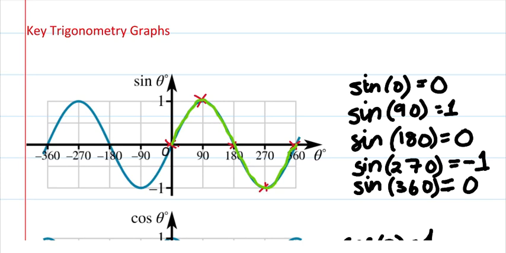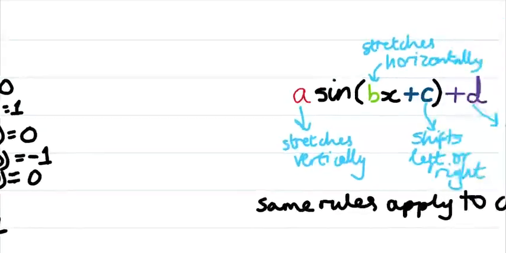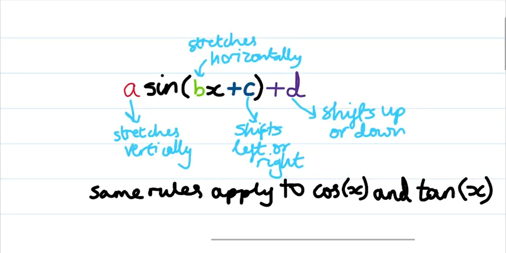Now we can also take a look at how to transform the sine graph. And this is the general form that you can take. For example, if you put a number in front of the sine graph, it will stretch it vertically. If the number is in front of the x, it will stretch it horizontally. If there's a plus inside the bracket, it shifts it left or right. And if there's a plus outside the bracket, then it shifts it up or down. The same rule also applies to cosine and tangent of x. If you want more practice on transformation of graphs, check out my other video on my channel.